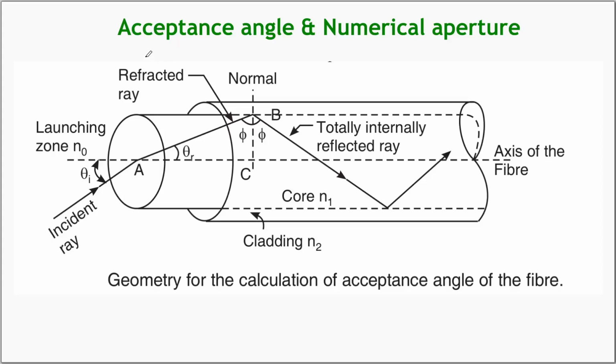Hello, welcome back. In this video, we'll discuss the acceptance angle and the numerical aperture of an optical fiber. The acceptance angle and the numerical aperture of an optical fiber, or any device for that matter, are important parameters. The larger the acceptance angle, the higher the numerical aperture one is likely to have for the device. It could be an optical fiber.